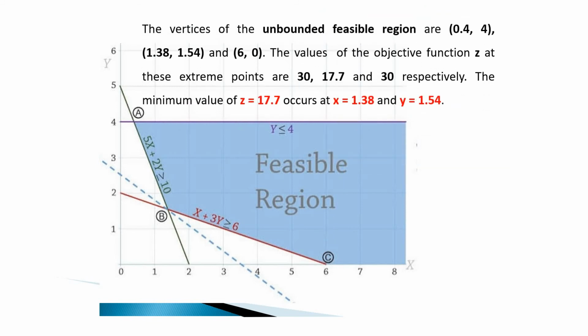So we have unbounded feasible region with three extreme points (0.4, 4), (1.38, 1.54) and (6, 0), and the corresponding values of the objective function are 30, 17.7 and 30. And we wanted minimum value of the objective function, so it is 17.7 and attained at x is equal to 1.38 and y is equal to 1.54.